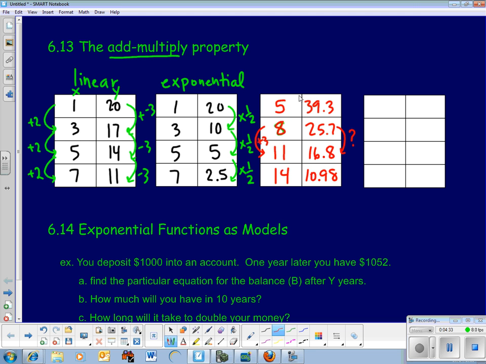2.7, 3.1, 3.5, 3.9. And then over on the y side, I've got 1200, 840, 504, and 252. And the question is, is this an exponential relationship or not?